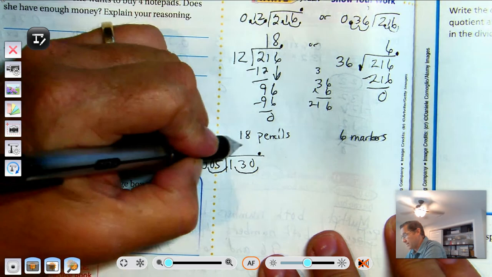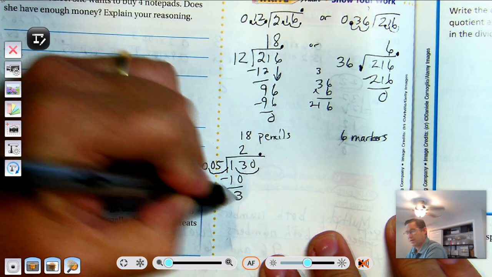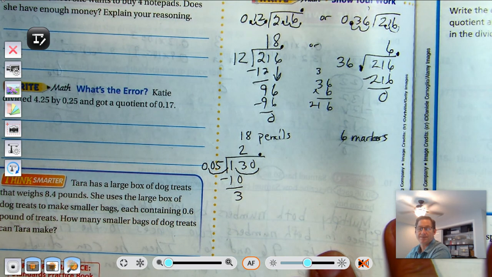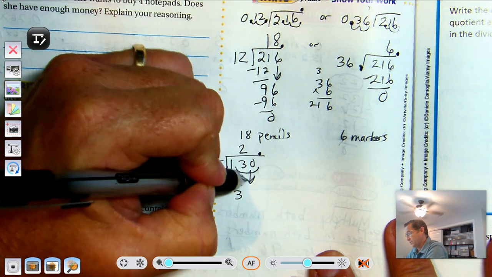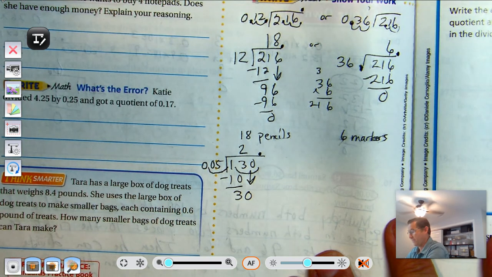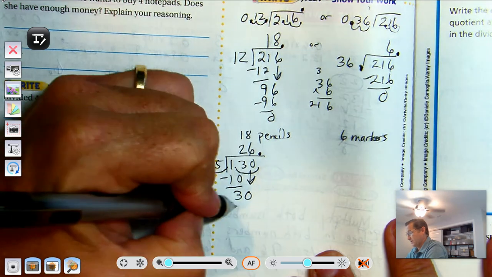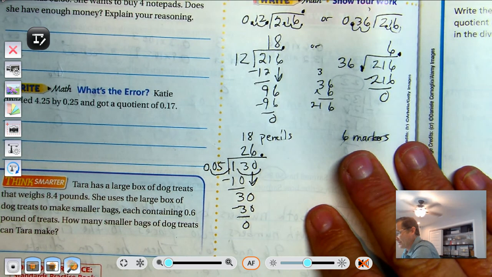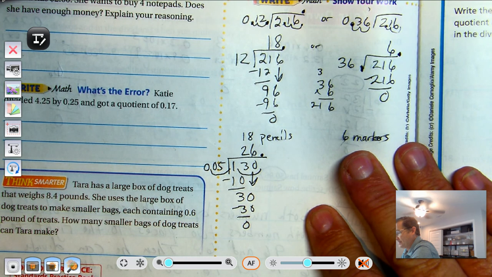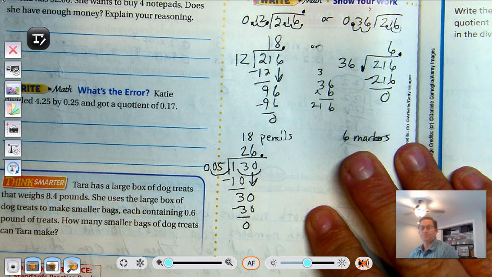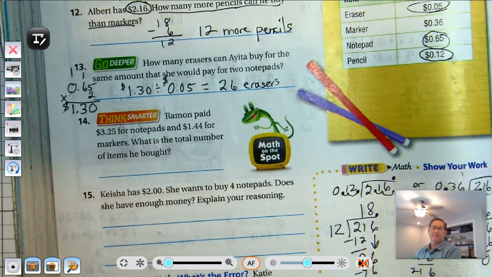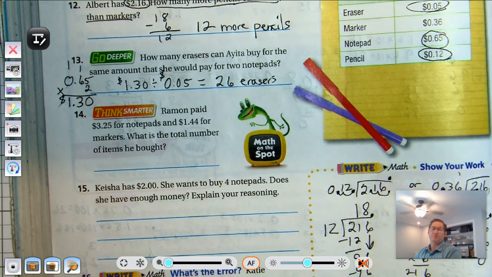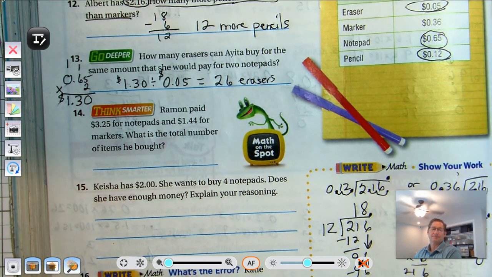Okay, well, 5 times 2 is 10. Subtract, we'd get 3 tens left. Bring down the 0 ones. And 30 divided by 5, that's going to be 6. 6 times 5 is 30. So she can buy 26 erasers. 26 erasers for the same amount she would pay for 2 notepads.